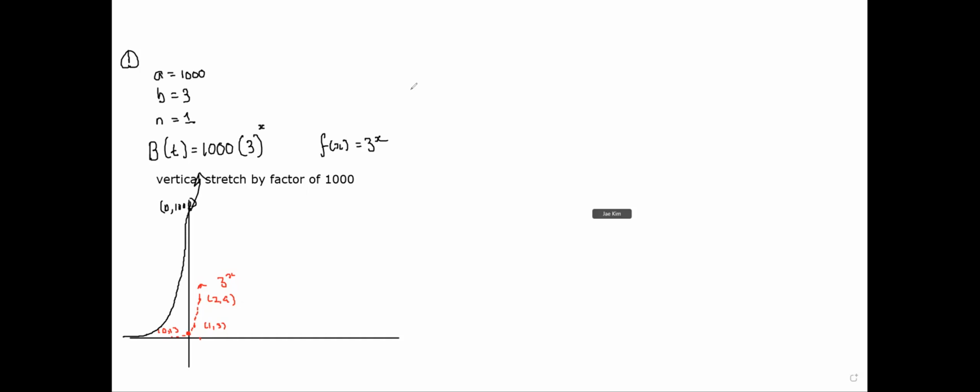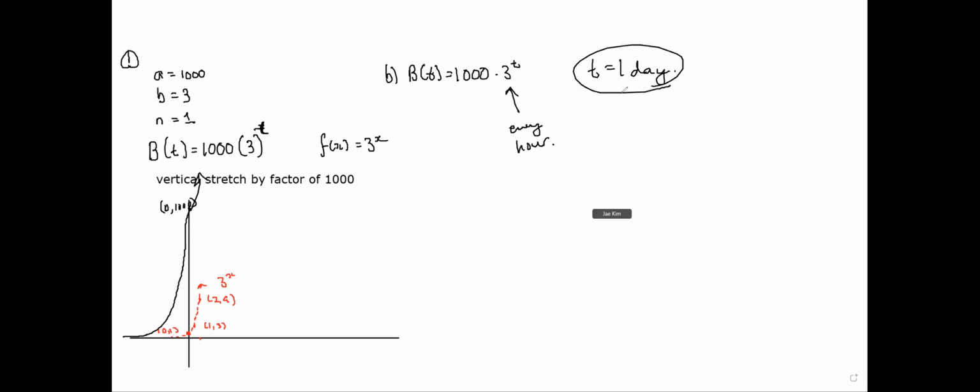Okay? So let's use it. My bacteria, so this is part B, is 1,000 times 3^t. What is the population when my time is 1 day? I have a problem. What is my problem? Hours. Yes. This base triples every hour, so my time has to agree with my multiplication factor, my growth factor. So you will turn this into hours, and what you're putting into the equation is 24, not 1.